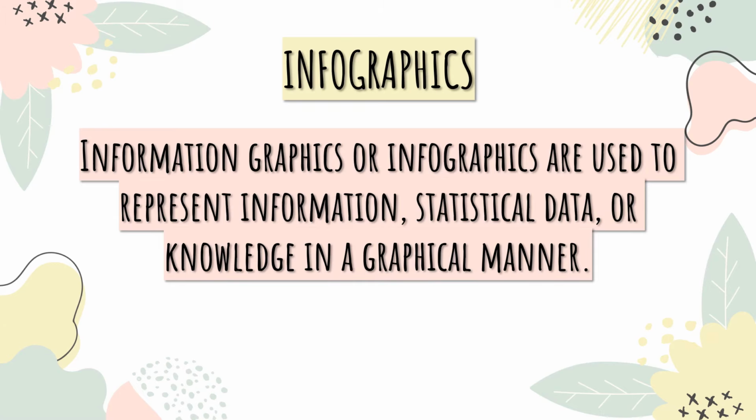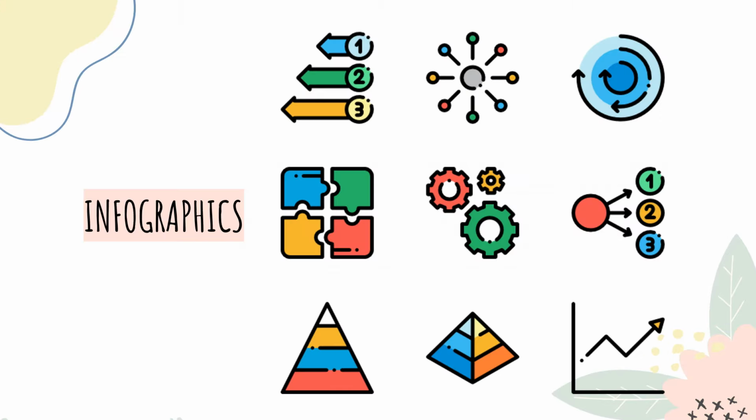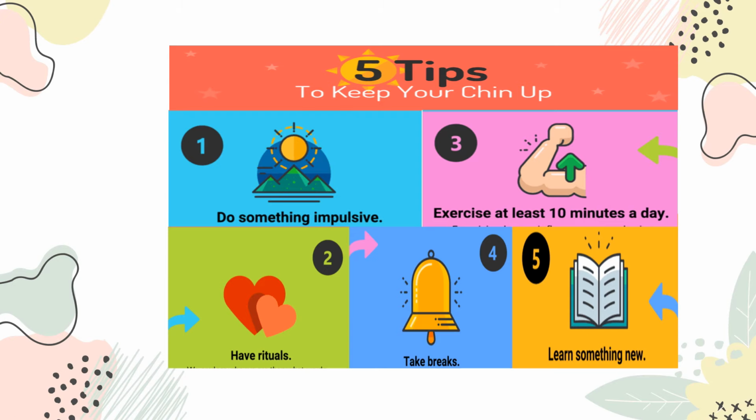Information graphics or infographics are used to represent information, statistical data, or knowledge in a graphical manner. It is usually done in a creative way to attract the viewer's attention. An infographic is a collection of pictures, charts, and text that gives an easy-to-understand overview of a topic. Infographics are visual representations of information that convey information easily and clearly.